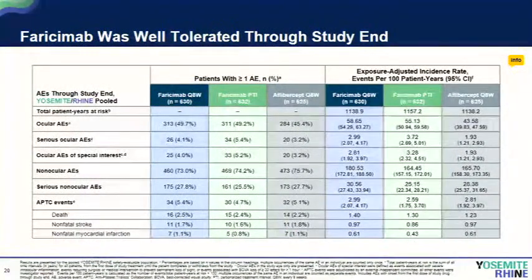So faricimab was well tolerated through the study end. We see that the events are similar to aflibercept. Now again, another thing is the exposure adjusted incidence rate, events per 100 patient years. Why is that important? Now I'm going to give an intravitreal injection today, and I'm going to expect a response. But if I'm going to give the next one after 3 years, within that 3-year period, they will not have any kind of adverse event.